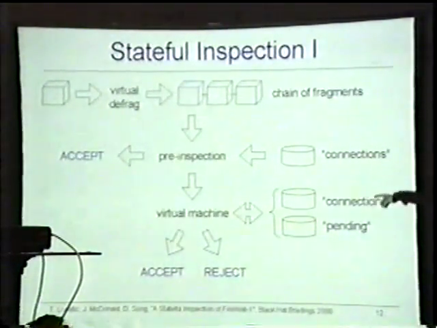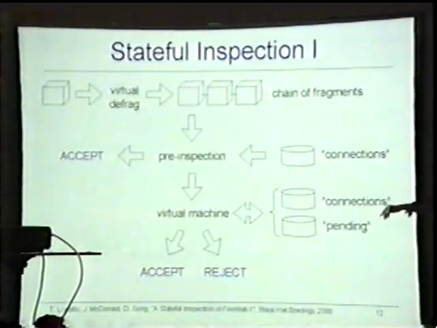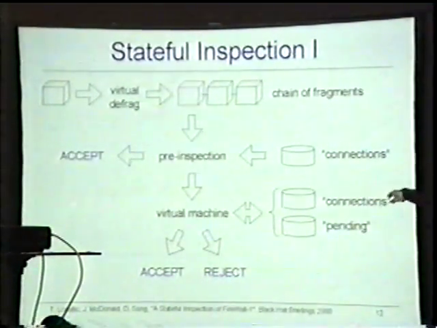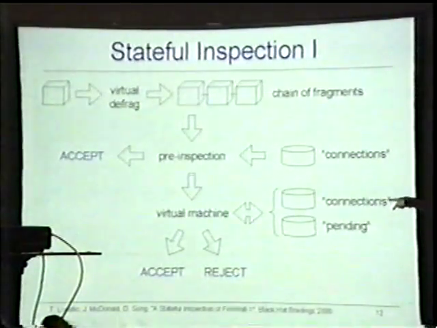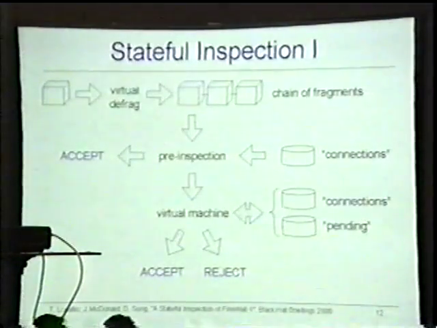Only, of course, if the packet meets the rule base. So after the virtual machine, either the packet is accepted and the corresponding connection is put into the connections table, or the packet is rejected. So this is how the whole thing works.